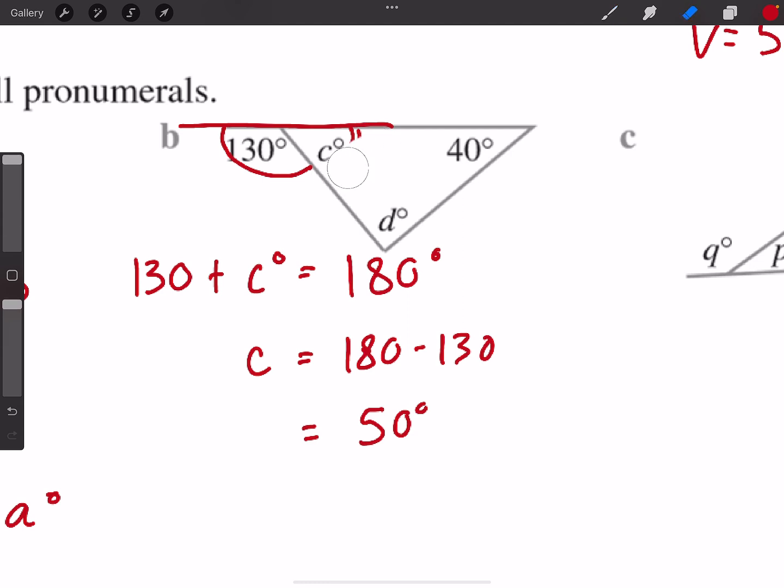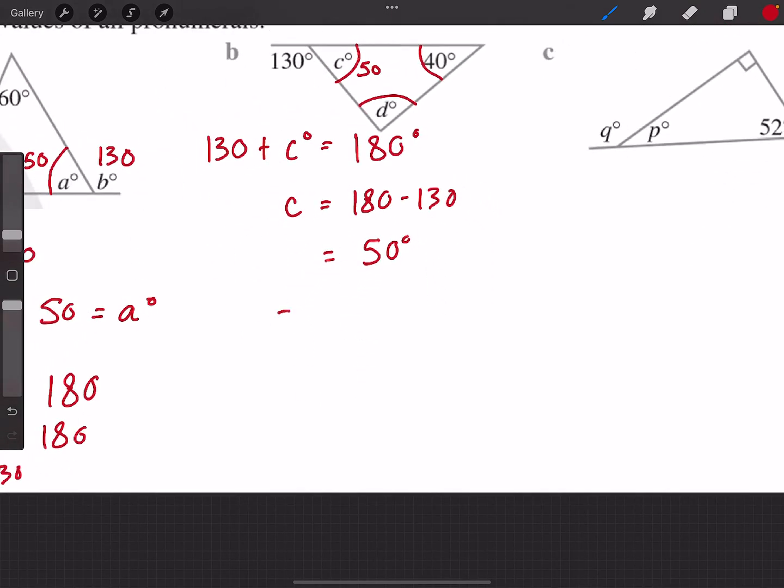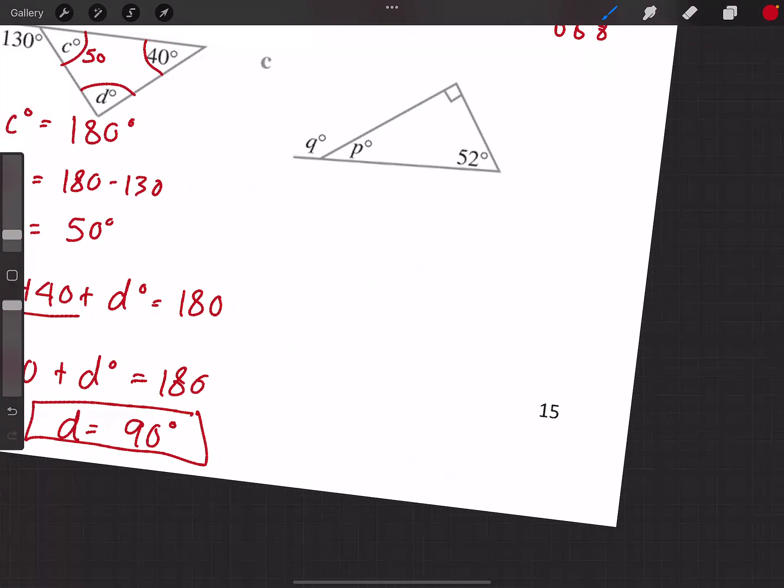Now, let's look at this triangle here. You've got 50, you've got 40, and you have something. So 50 plus 40 plus the angle D is equal to 180, because these are the angles of a triangle. 50 plus 40 is 90. 90 plus what number gives me 180? That number must be 90 degrees.